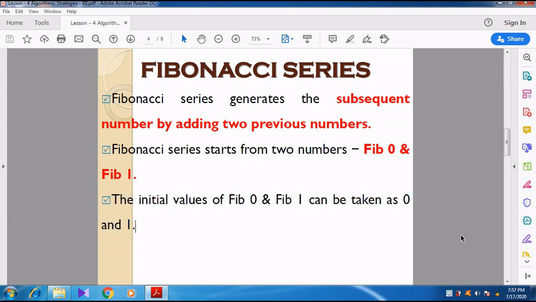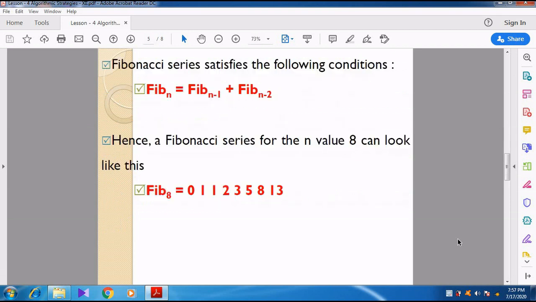You might have already studied this in mathematics in lower classes, or in 11th standard. Your maths teacher used to say how to generate a Fibonacci series, and for n terms, for example five terms, find the Fibonacci series. The same thing we are going to discuss here, but we are going to learn it in an algorithmic manner. So the initial values are 0 and 1.